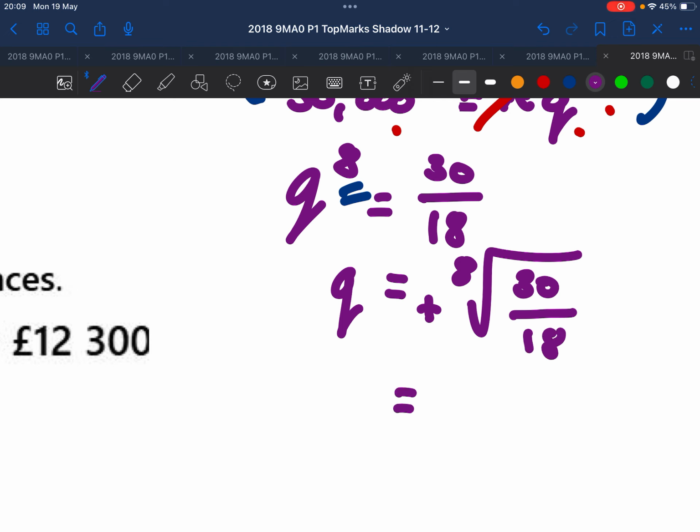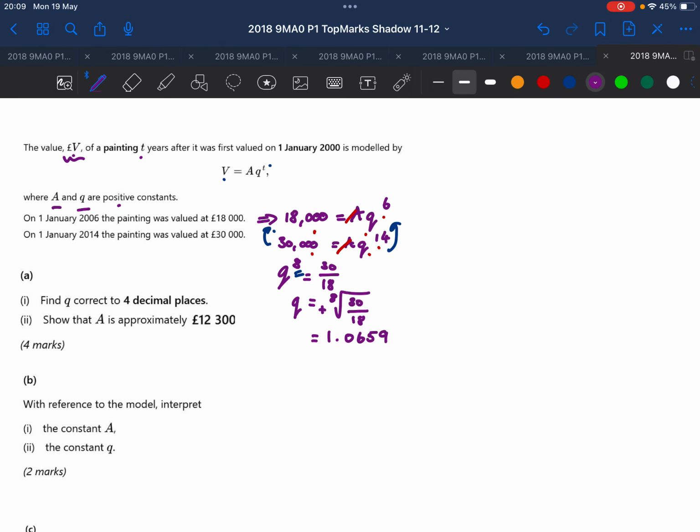And if I do that, I get 1.0. I'm just going to write it to lots of decimal places, okay? And take it from there. So I would get 1.065. That's actually what they wanted. 1.0659593. Okay, yeah. So that's fine there. And, well, I've got Q, haven't I?